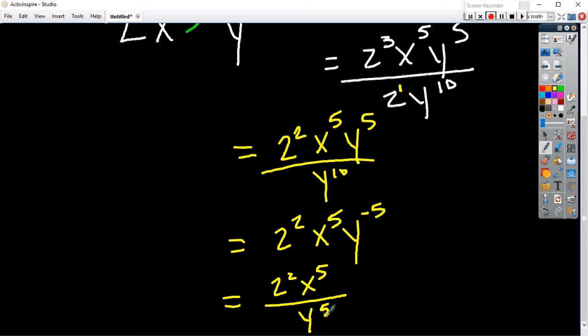And now it's simplified. How do I know I'm done? There's no negatives. I can't combine anything. I don't see anything written more than once. I don't see any properties I can apply, so I know I'm done. Tell me what you think. Did you struggle simplifying them yesterday or no? Good? Really? Good. Good. All right.